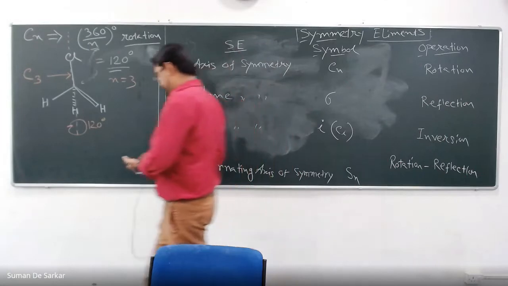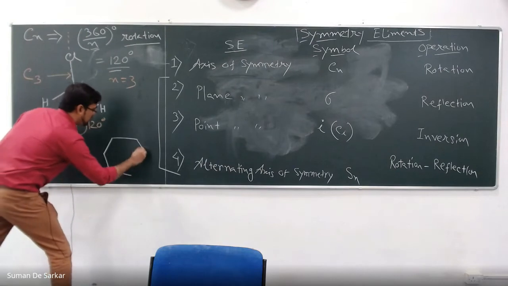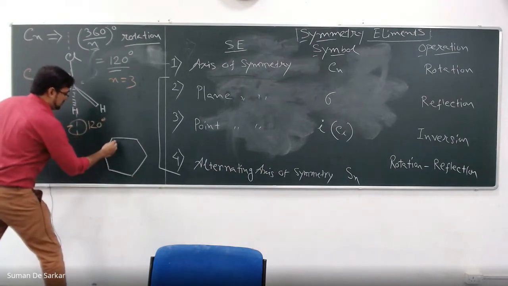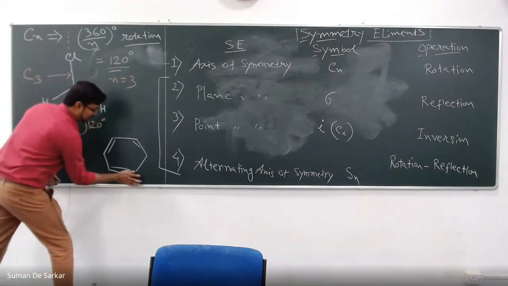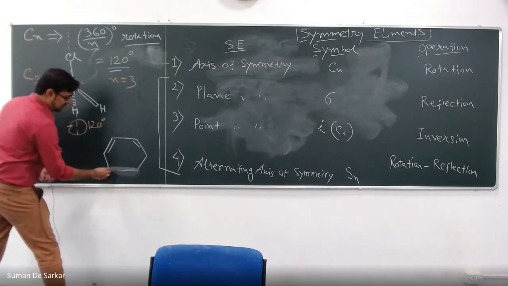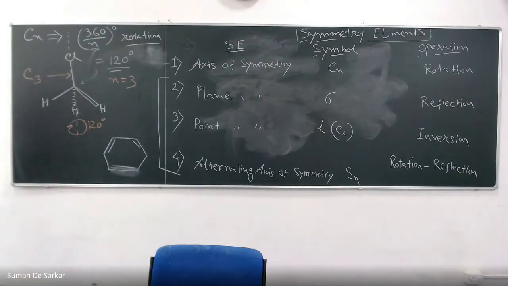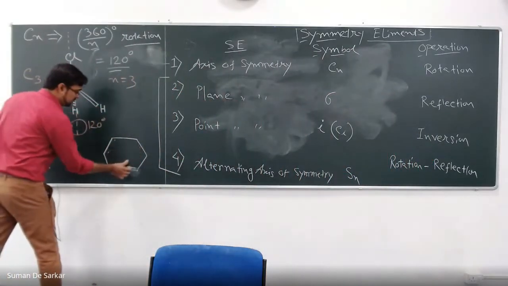More examples. What about this guy? Although while drawing it becomes a little bit deformed, as you know, it's not deformed, all the bonds are the same. What about benzene? Sir, are you asking us to consider the resonating structure or the hybrid structure? No, the hybrid. You can't consider it as a single structure.